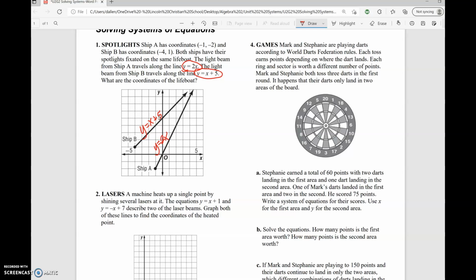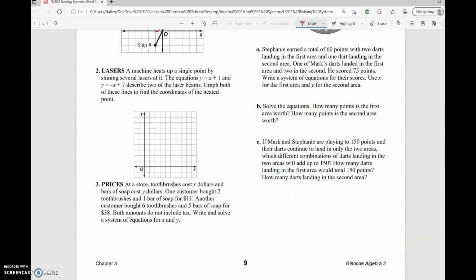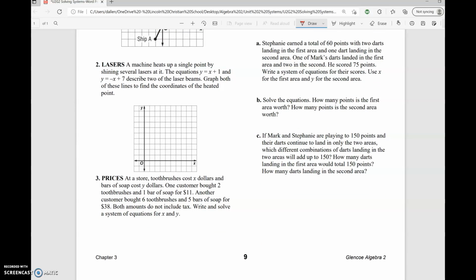So if you need to graph those on another graph paper, you can, or you can just kind of see, because I know this slope is up 2 over 1, and this slope is up 1 over 1, where those are going to cross. And then you're just naming that point. On this one here, again, you're just graphing.